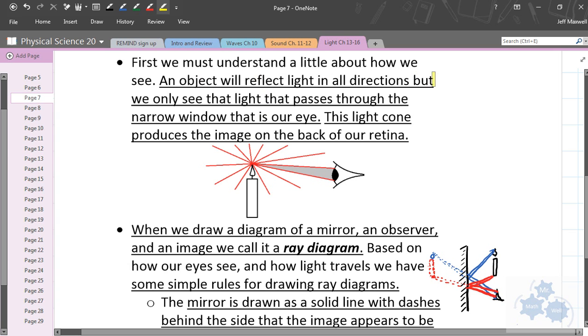So an object will reflect in all directions, but we only see the light that passes through the narrow window that is our eye. That makes sense, right? You're looking at me right now, you're looking at the screen right now. The light that is reflecting off of me and the screen, that light that is going to your eyeball is the light that your brain interprets, right? You can't see the exact same rays that someone on the other side of the classroom can see.